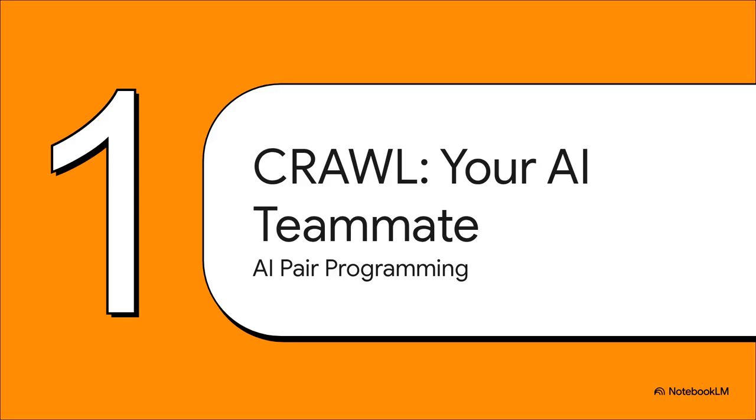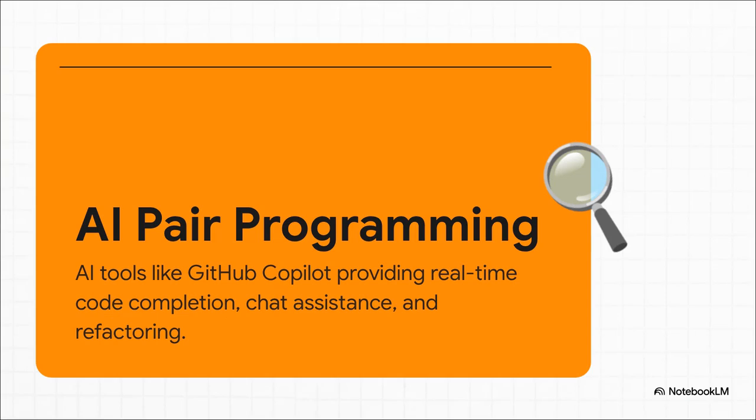Okay, step 1. This is our crawl stage, and it's all about bringing an AI teammate right into the tools you're already using every single day, like VS Code. This is what we call AI pair programming. Honestly, the best way to think about it is like having a super smart junior developer sitting right next to you 24/7. It's always ready to knock out that repetitive boilerplate, help you brainstorm solutions to tough problems, and even refactor your components, all without you ever having to leave your editor.